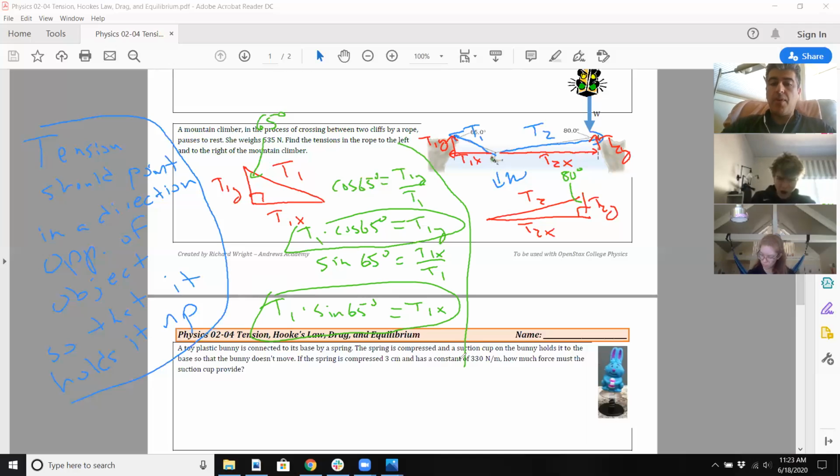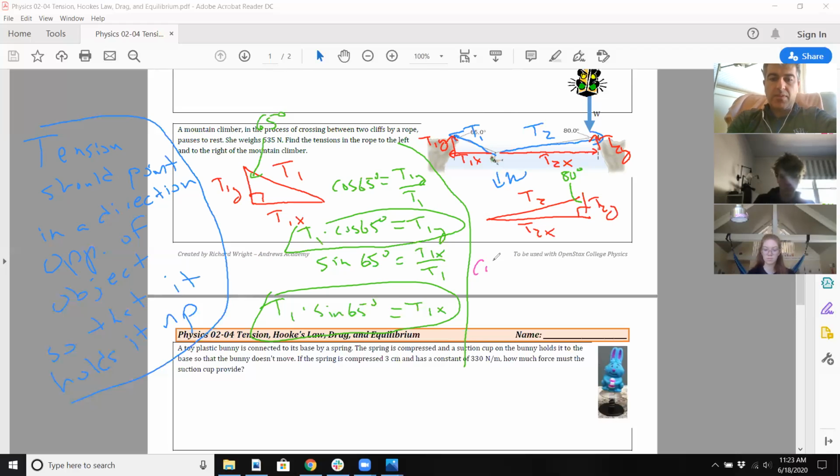Any questions about what I've done so far? Again, the climber's weight is pointing down, the tensions of the rope are going away at angles, but then I'm breaking those tensions down into perpendicular components, horizontal and vertical, using basic SOHCAHTOA to figure out what those are going to be. Then I'll do a different color, maybe purple.